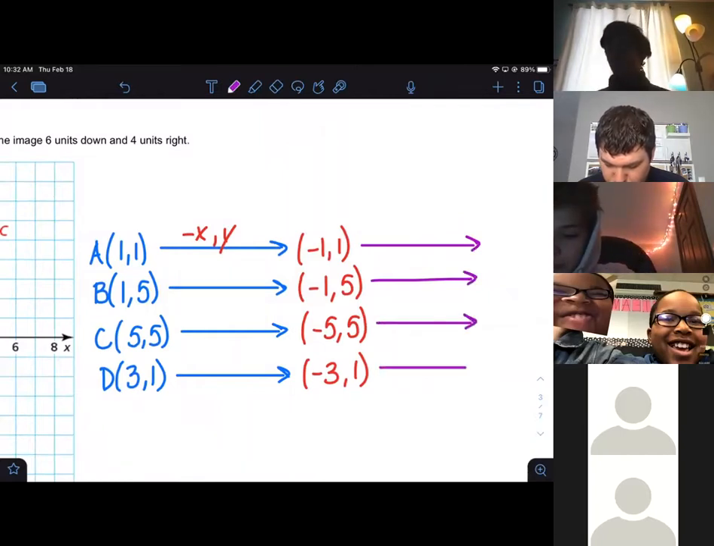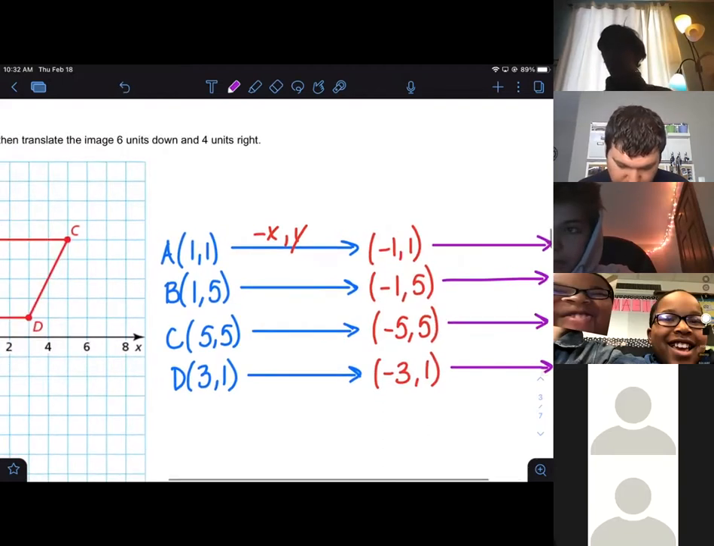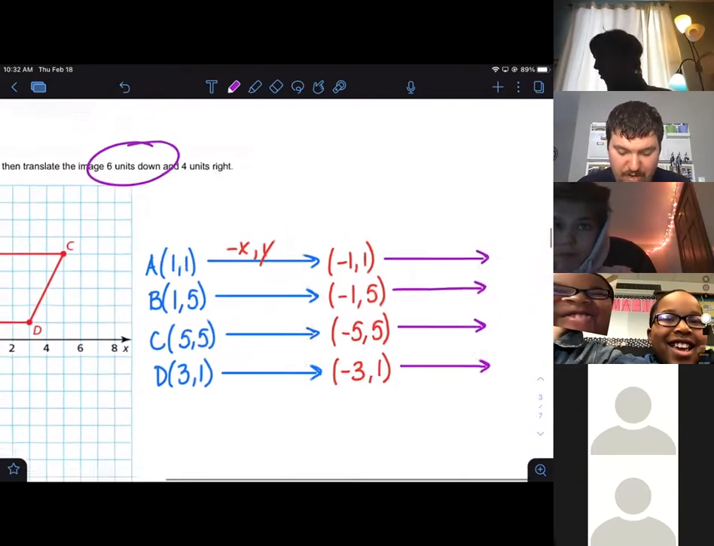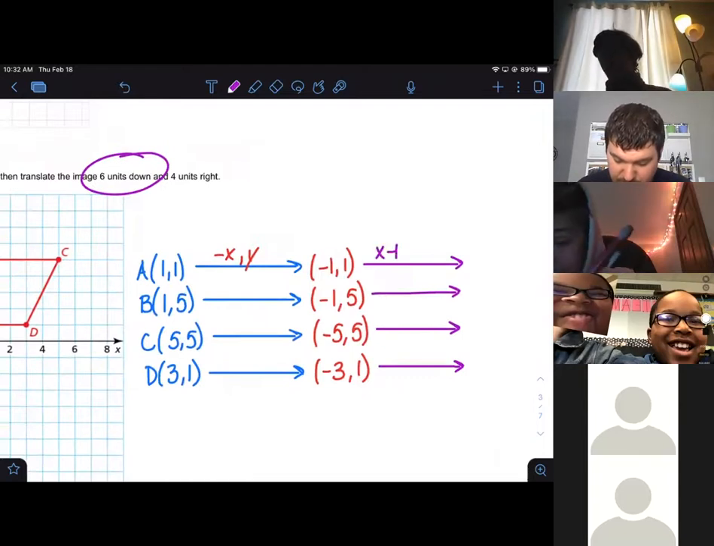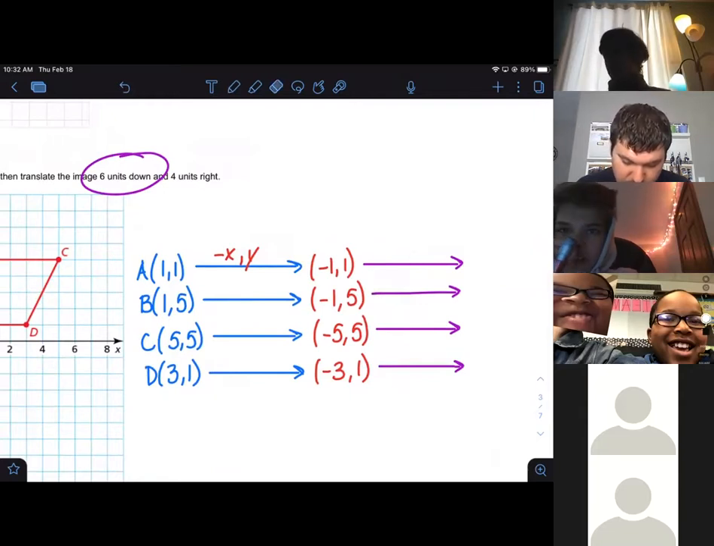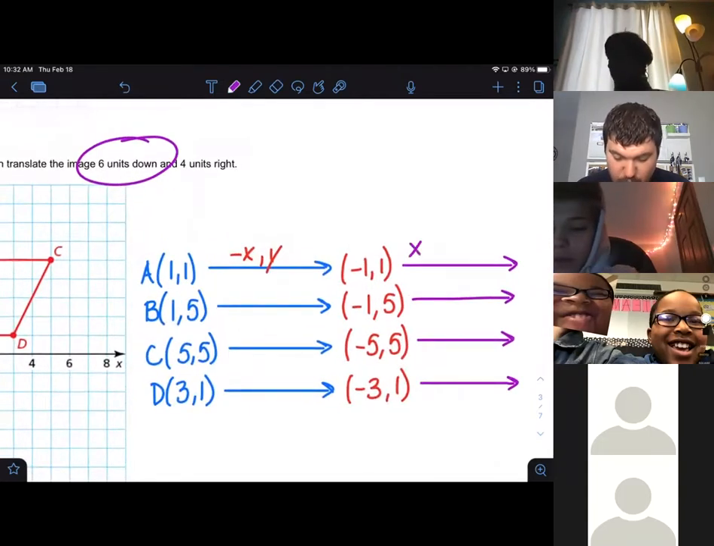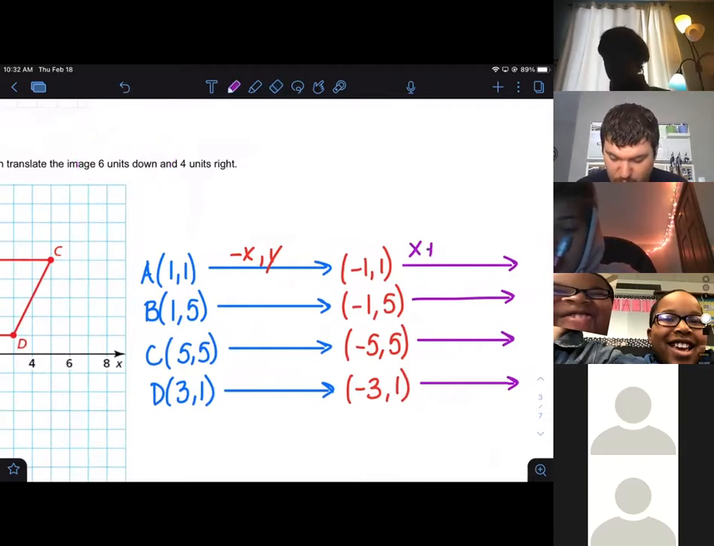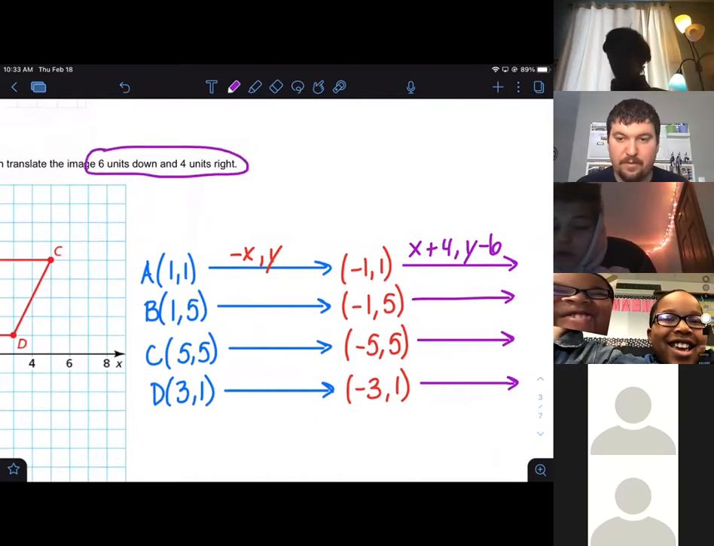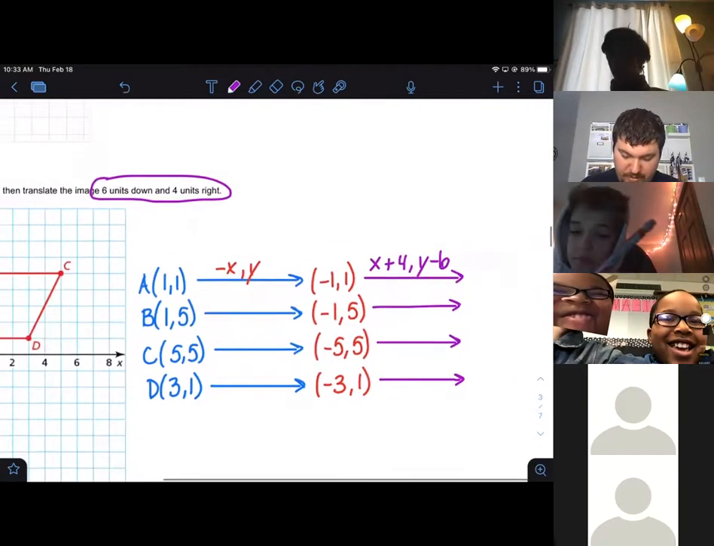And then would it be x minus 6, y plus 4? When you move down, you subtract 6 from the y. So they wrote it backwards. When they move it left or right, they're moving it 4 units to the right, so x plus 4. Then we should have y minus 6. I don't know if they meant to do that, but they completely flip-flopped those on me. So thank you guys for noticing that.